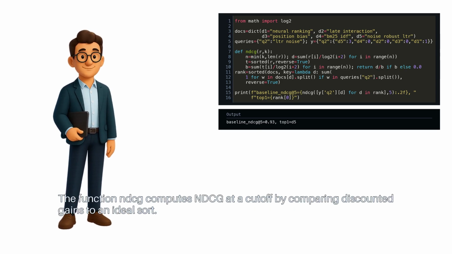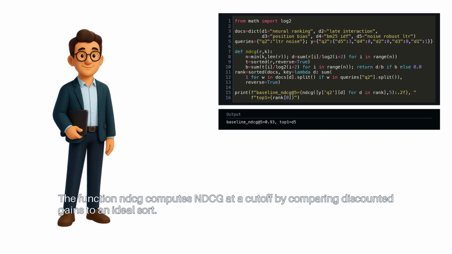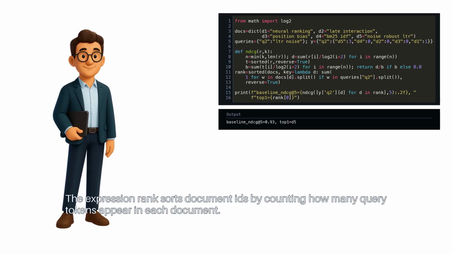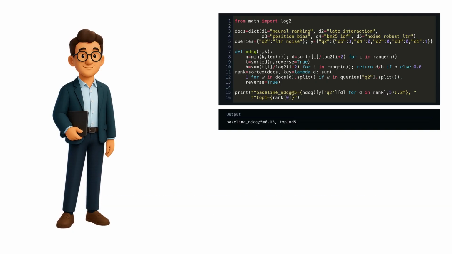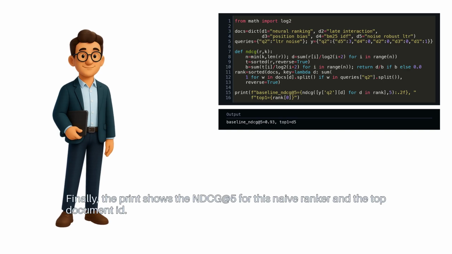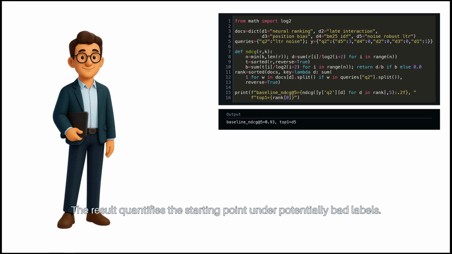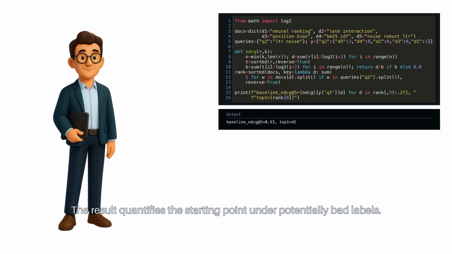The function NDCG computes NDCG at a cutoff by comparing discounted gains to an ideal sort. The expression rank sorts document IDs by counting how many query tokens appear in each document. Finally, the print shows the NDCG at 5 for this naive ranker and the top document ID. The result quantifies the starting point under potentially bad labels.